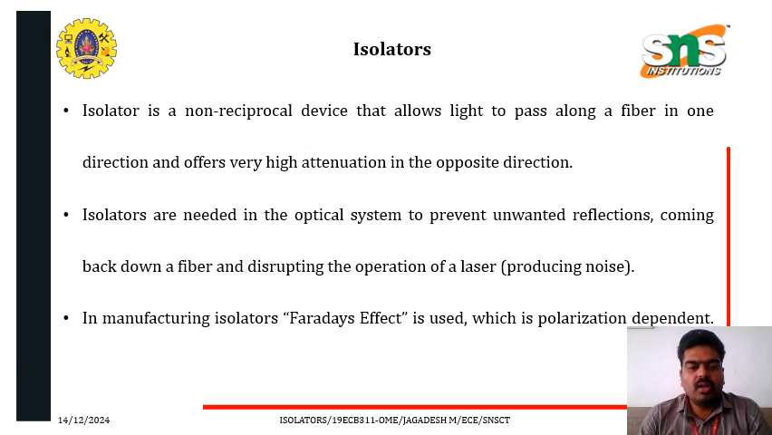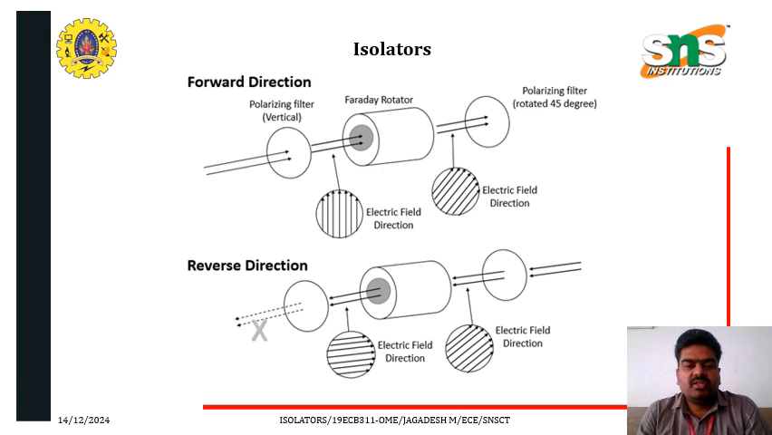Isolators are needed in the optical system to prevent unwanted reflections coming back down a fiber and disrupting the operation of the laser. Thus, it is producing noise. In manufacturing isolators, Faraday's effect is used, which is polarization dependent. So this is the isolator.